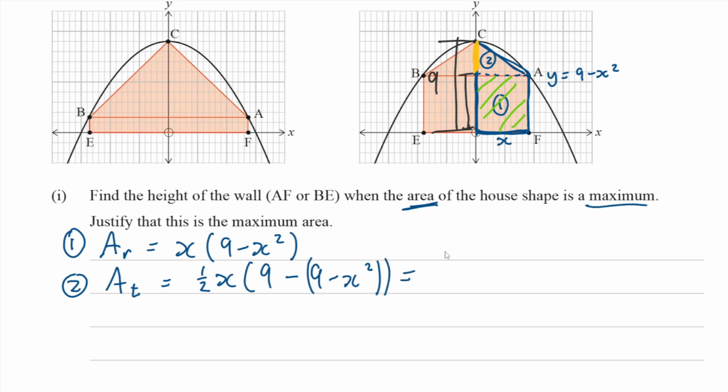And that will simplify down a bit to half times x. 9 minus 9 gives 0. Negative times negative x squared gives positive x squared, which leaves us with half x cubed. And the area of the rectangle we could write as 9x minus x cubed.